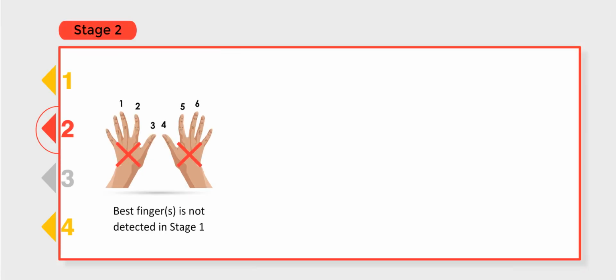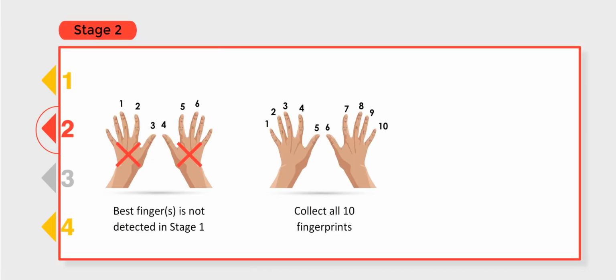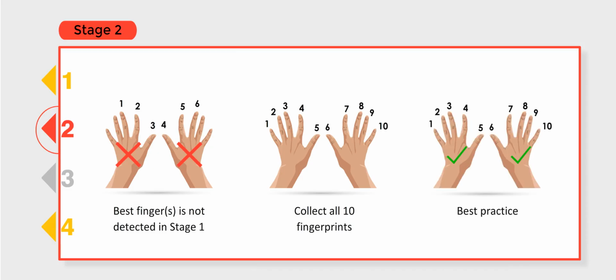If best fingers is not detected in stage 1, collect all 10 fingerprints. As a best practice, the following order is suggested: left little, left ring, left middle, left index, left thumb, right index, right middle finger, right ring finger, and right little finger.